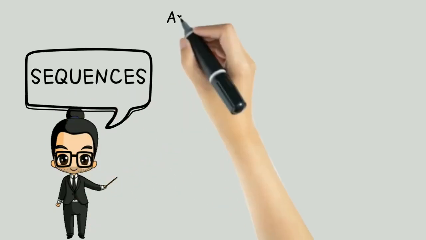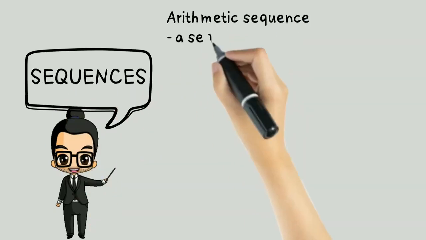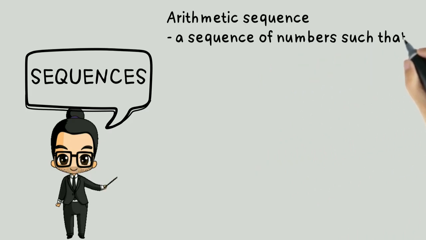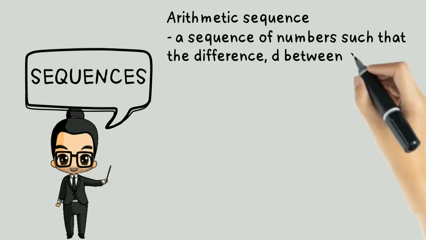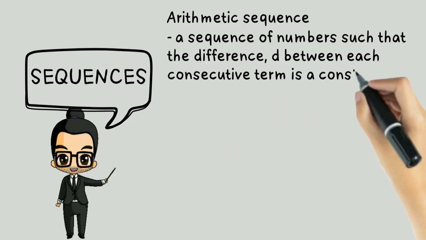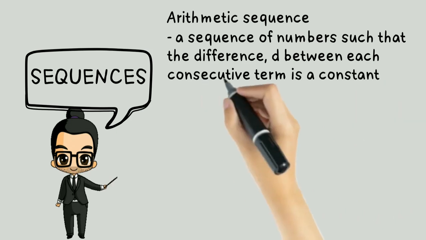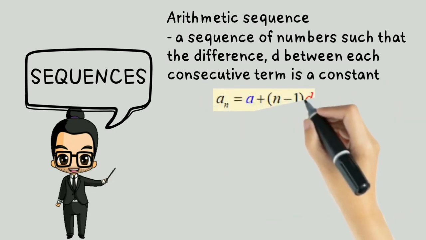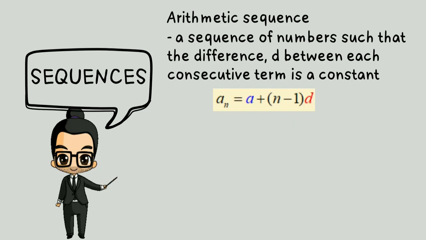Sequence. Arithmetic sequence is a sequence of numbers such that the difference d between each consecutive term is a constant. The given formula is an equals a plus n minus 1 times d, where an is the nth term of the sequence, a is the first term of the sequence, and d is the common difference between the terms.